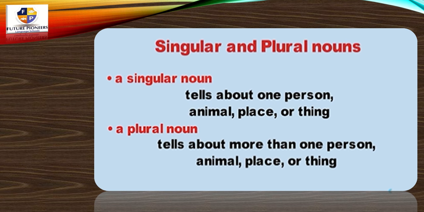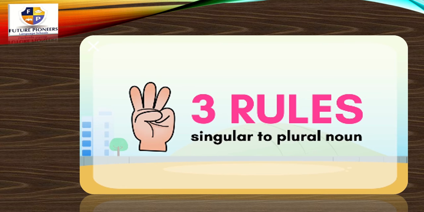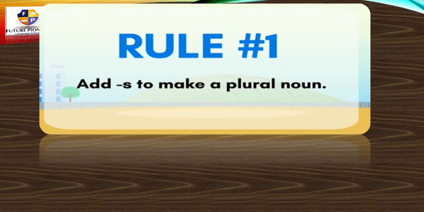But when I say a plural noun, it means more than one. It tells about more than one person, more than one animal, more than one place, or more than one thing. Like when I say two children, or two boys, two dogs, two schools, or two tables. So let's see here. We have three rules to convert from the singular to the plural noun. Let's see the first one.